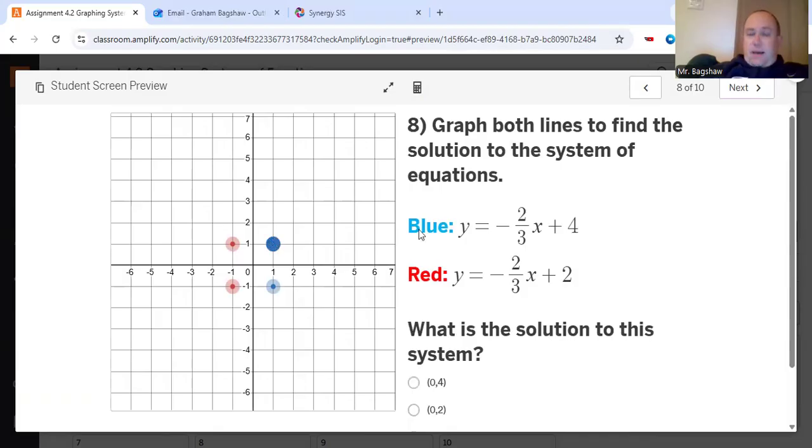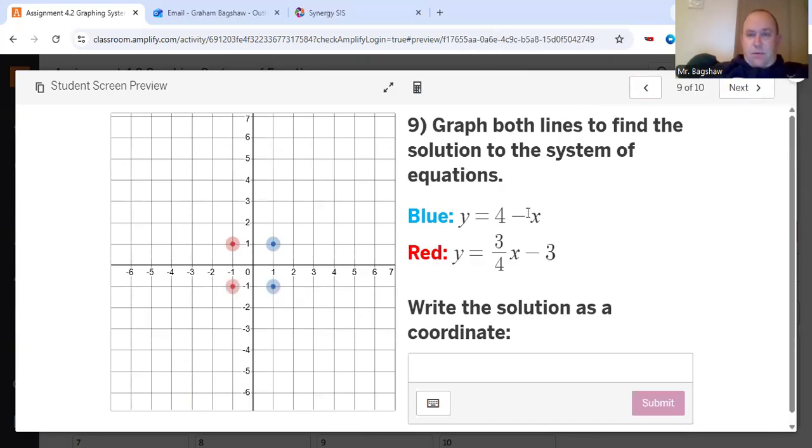-2/3 x plus 4. I'm going to go straight into the graphing mode for this one without typing this one in. I know I'm going to start from 4 on the y-axis and a slope of -2/3. The negative only applies to the top number. So instead of going up, I go down 2. And then I count across 3 squares. And then do the same for the red one, and then you can see where they cross.